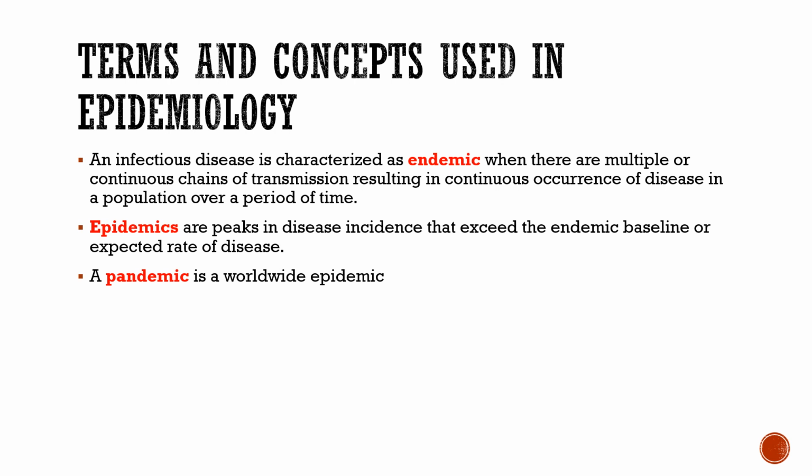An infectious disease is characterized as endemic when there are multiple or continuous chains of transmission resulting in continuous occurrence of disease in a population over a period of time. Epidemics are peaks in disease incidence that exceed the endemic baseline or expected rate of disease. A pandemic is a worldwide epidemic.